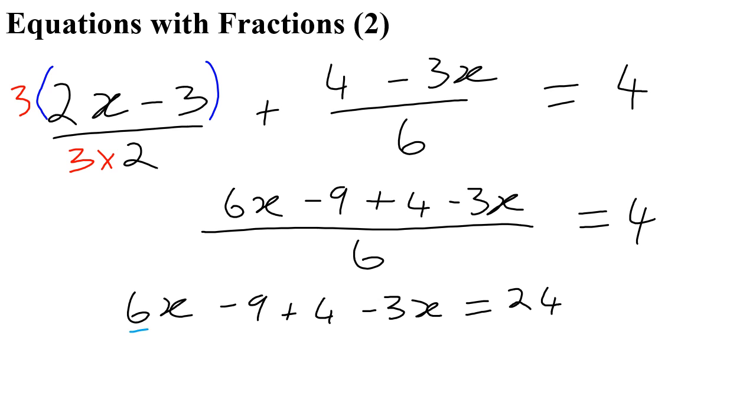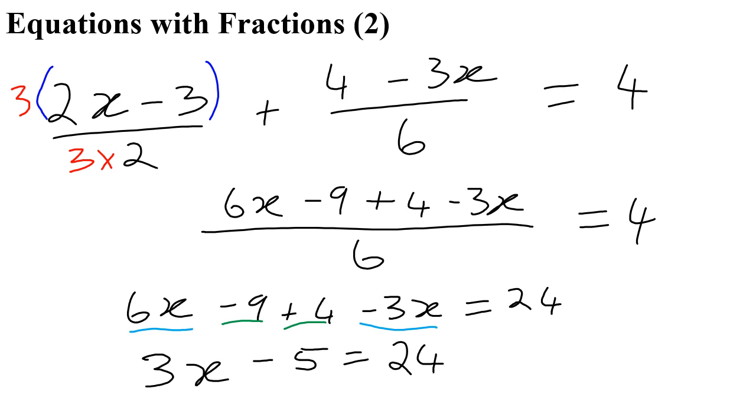Let's combine my like terms. So 6x minus 3x gives me 3x. Negative 9 plus 4 gives me negative 5 equals 24. I'm going to add 5 to both sides, so I'm running out of space here, but I'm going to get 3x equals 29, so x equals 29 over 3. And it's a bit of a messy fraction. It's easiest to just leave it like that instead of writing it as a decimal. That would be my answer.